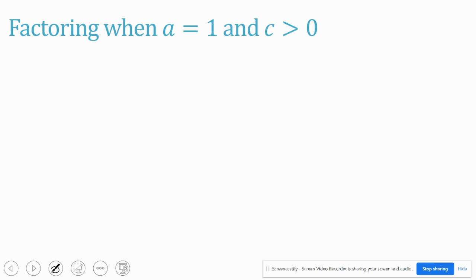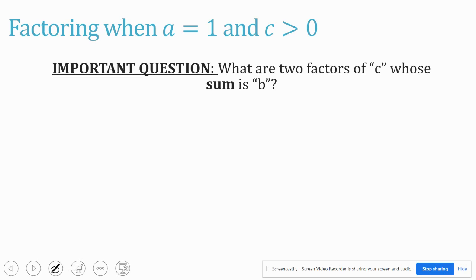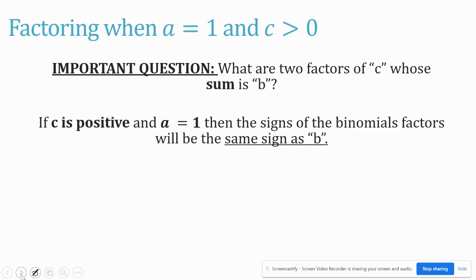Okay, so when factoring, when a is equal to 1 and c is greater than 0, there's a couple things we need to think about. The important question of today that we're going to be asking ourselves constantly when we look at these examples is: what are two factors of c whose sum is b? So this is another way of saying what are two numbers that multiply to c and add to b? Because remember, sum means add. So numbers that are going to multiply to our c term and then add up to our b term. And we'll see when we do examples, you'll see what that looks like.